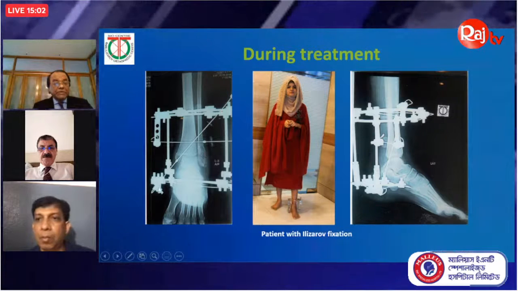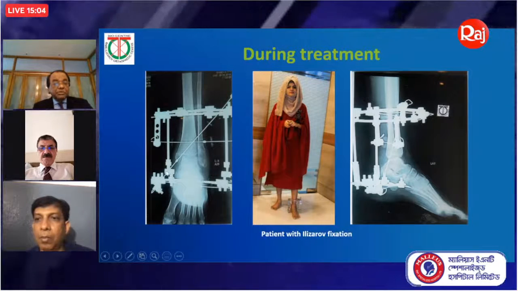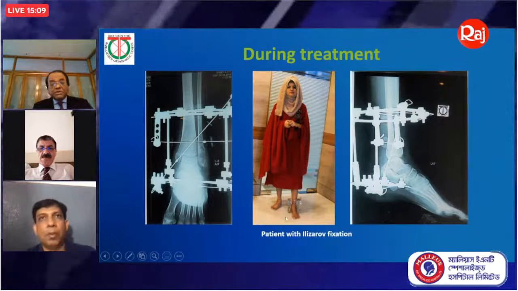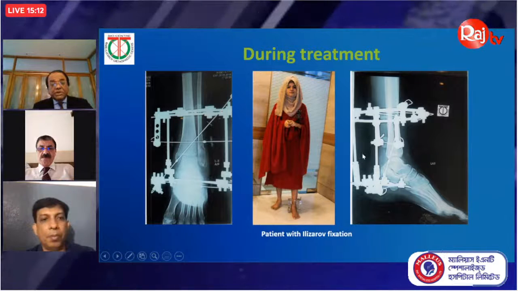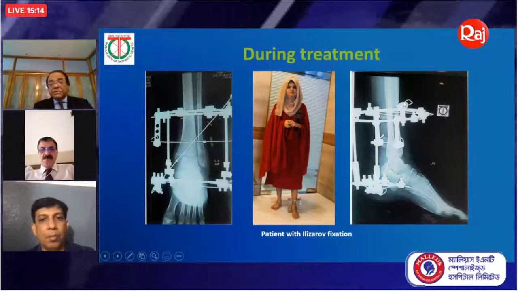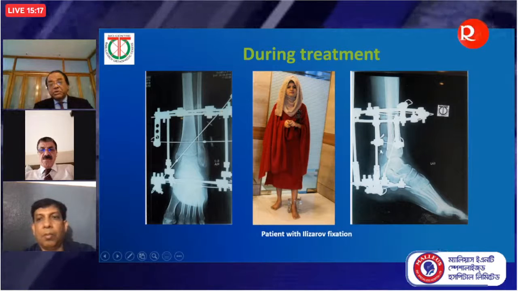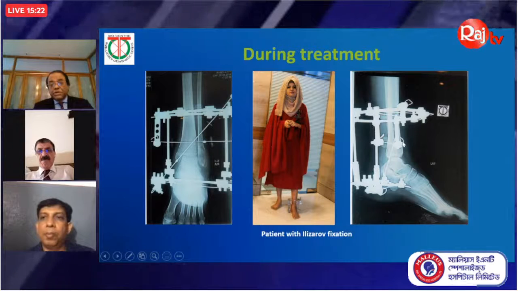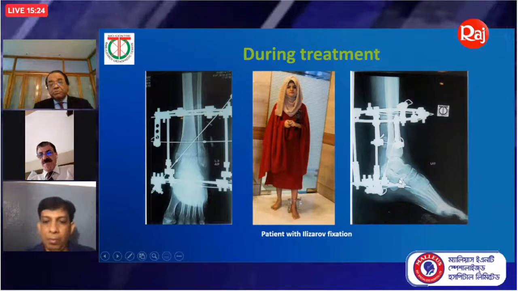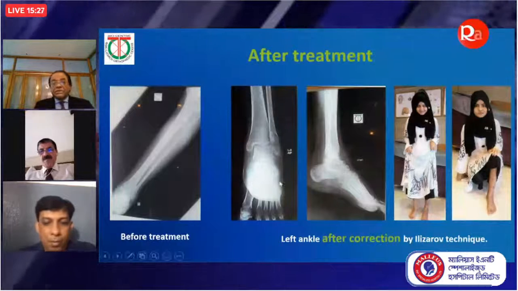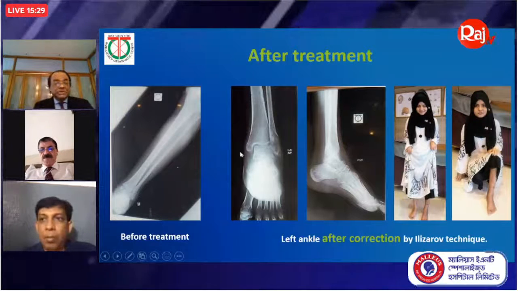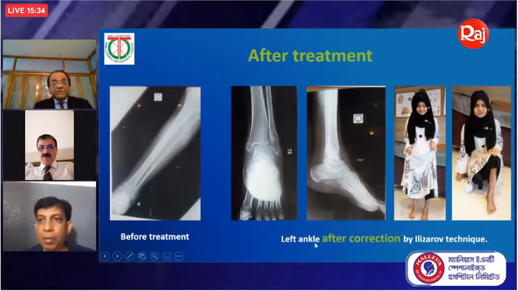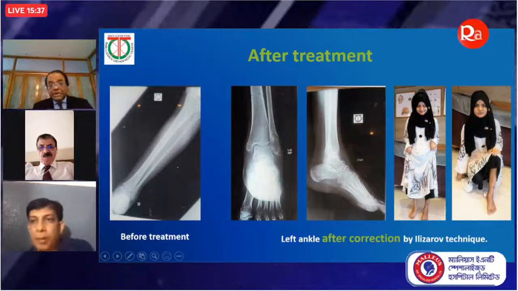See how I have reduced with a half ring here. Now look at the patient. She was in a standing condition with the apparatus, and these are the X-ray findings. Look at the first ring and the post and half ring in the calcaneum, and this is the X-ray view. Now you can see before treatment, the medial malleolus was like that, and this is the lateral malleolus, and after correction by the Ilizarov technique.